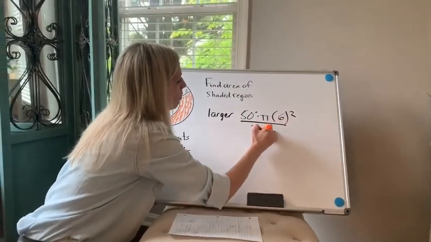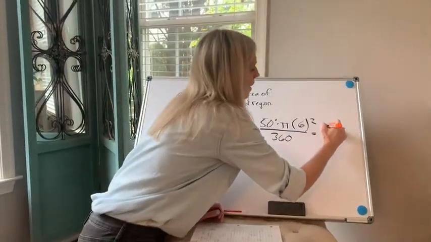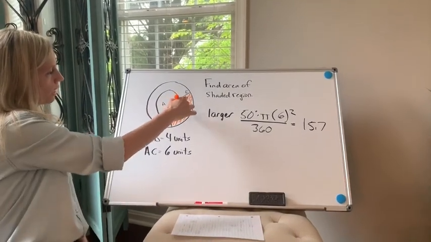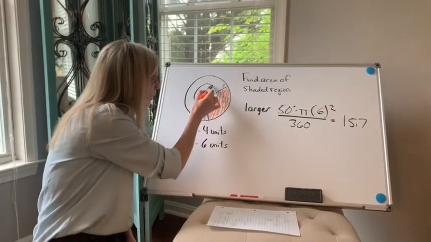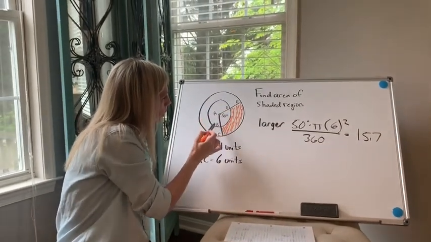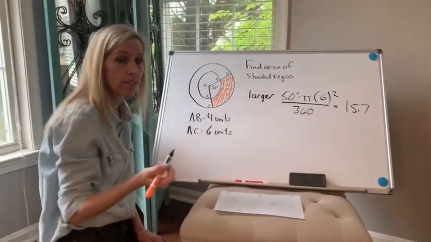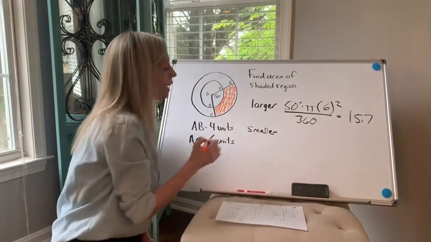I'm going to divide it by 360. When you put it in the calculator, it ends up being 15.7. So this whole section here is 15.7. So now I want to figure out, if I just focus in on this smaller circle, I have another sector right here. It still has a 50-degree central angle, but I'm going to go ahead and calculate that.